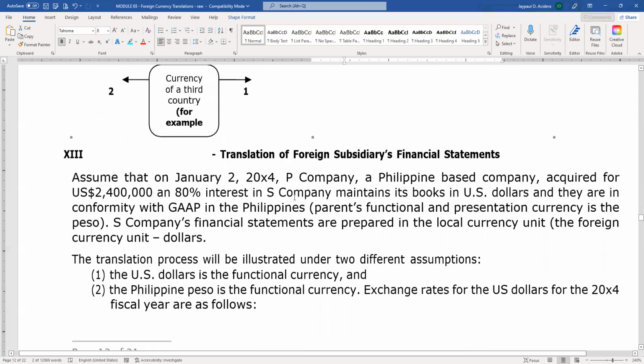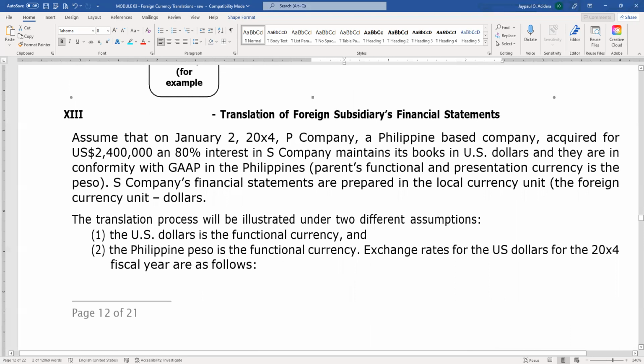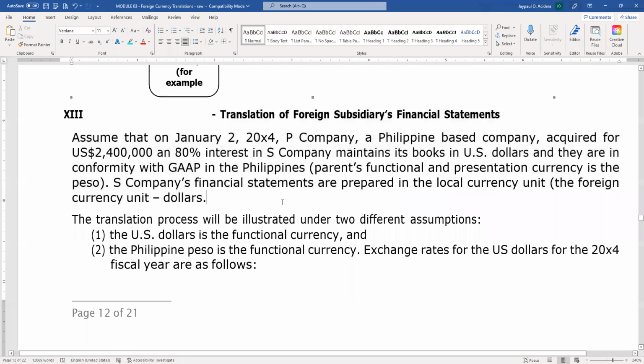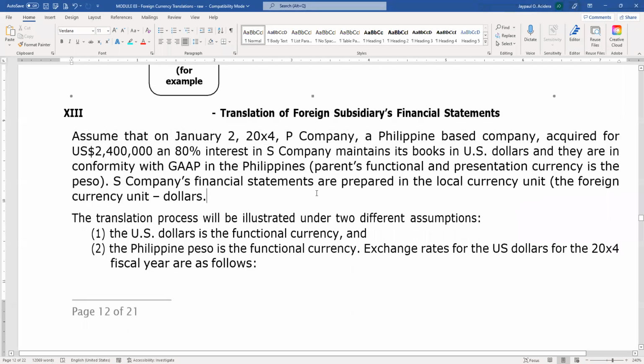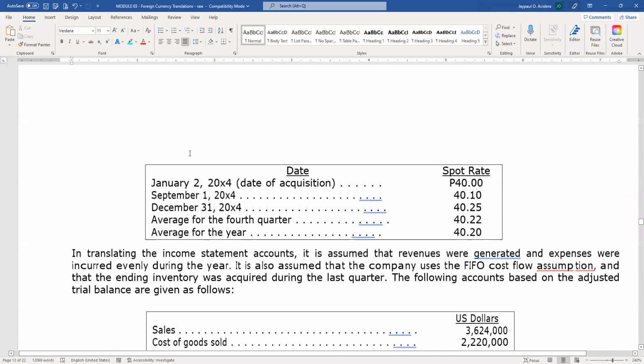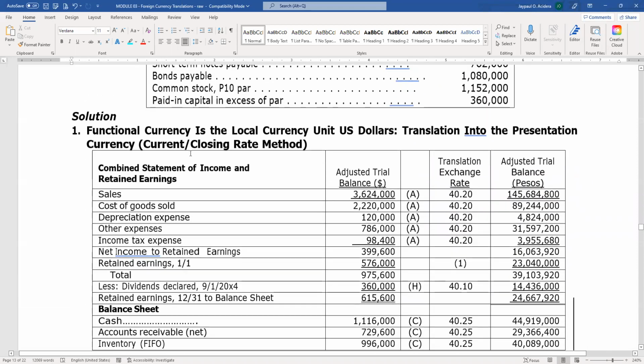Okay, so I'm going to give it to you. This is actually a long problem, no? It's like a complete presentation of translation. So hindi ko i-discuss to for today. Please do read it kasi may solution naman to. No? Pakita ko lang yung solution.